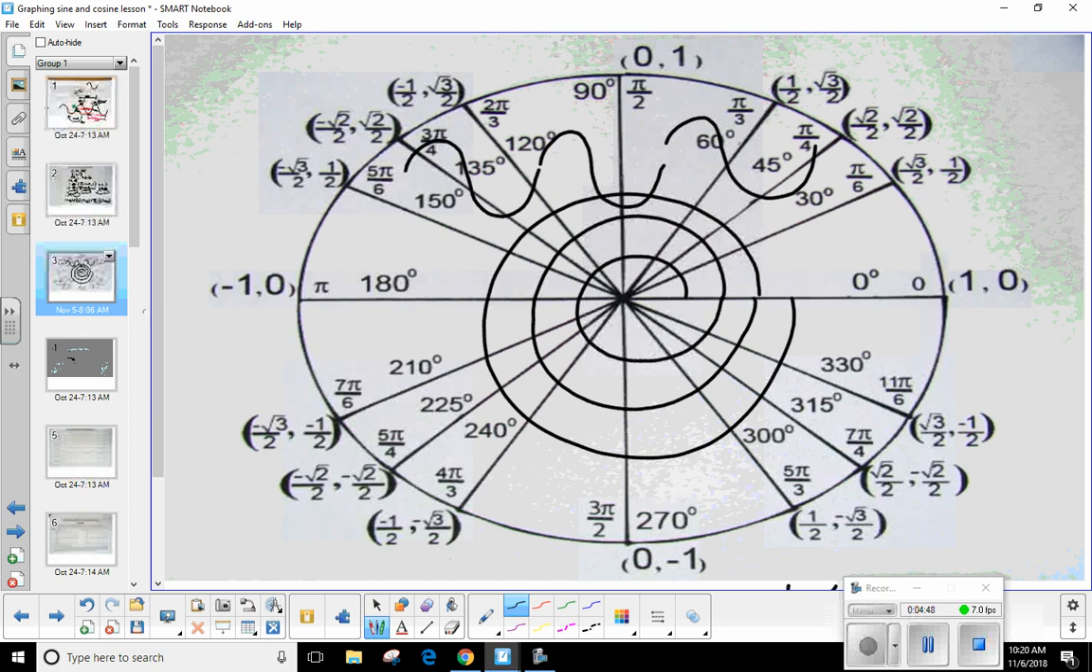Now, I can also rotate clockwise. So if I rotate clockwise, going back in the other direction, I'm still going to get that, just going in the other direction, okay?